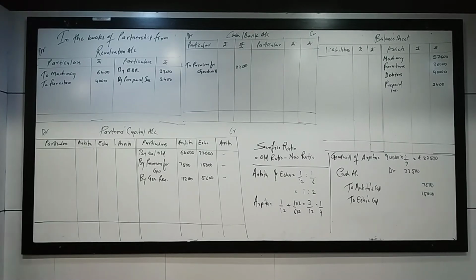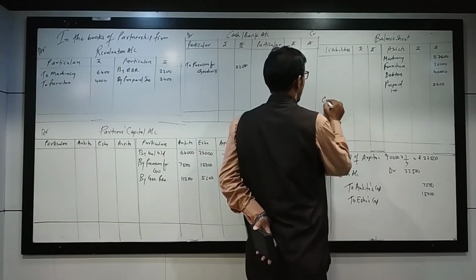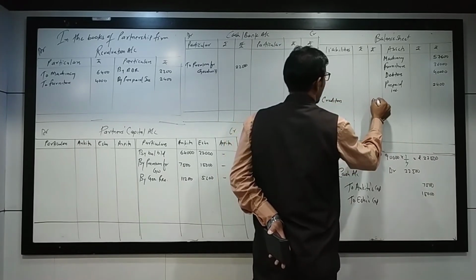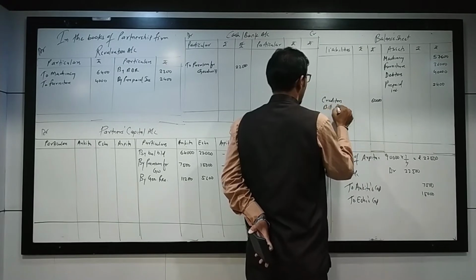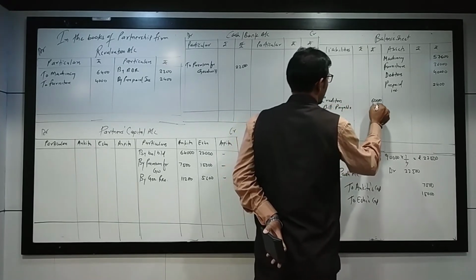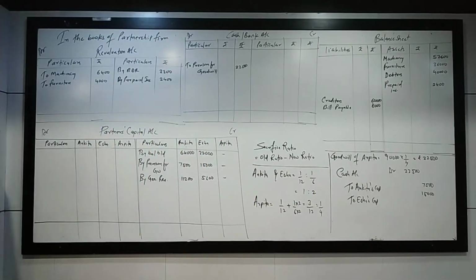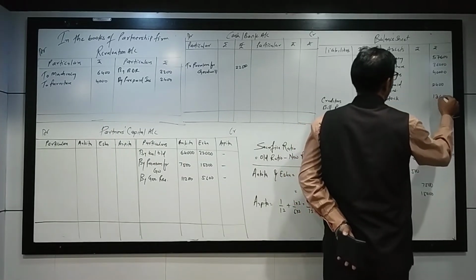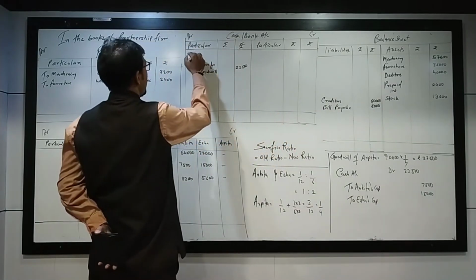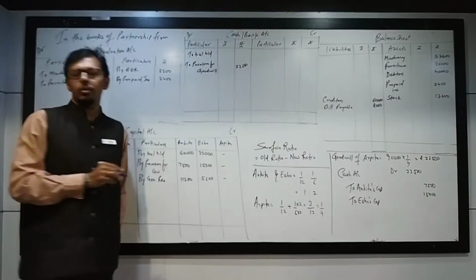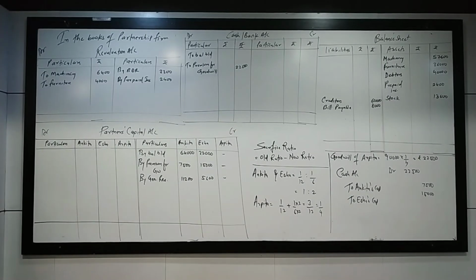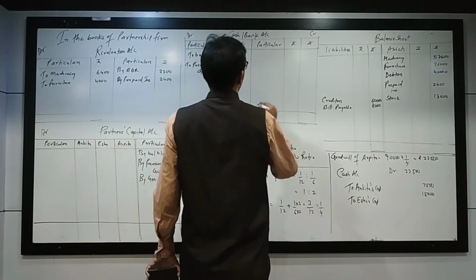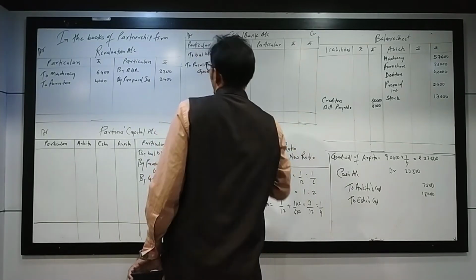Then next, creditors 60,000, bills payable 8,000, that we will transfer. Creditors 60,000, bills payable 8,000. Then next, machinery and furniture is done. Stock is remaining, stock 13,600, direct to the asset side. And bank balance and cash balance are given. Bank balance brought down, the amount is given as 26,400.